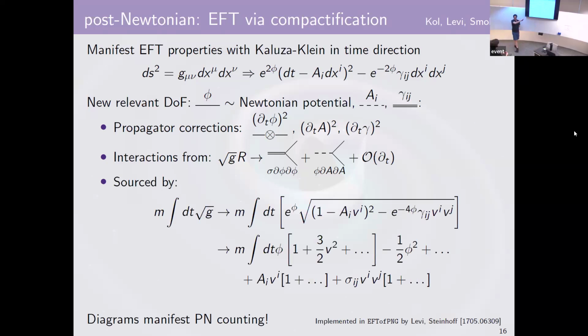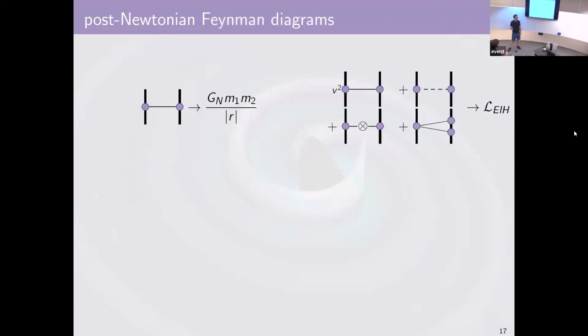Then for your sources, you again expand G, you get a bunch of various sources, and these are all now manifestly carrying manifest power counting in the V's. You can turn these into a bunch of Feynman diagrams. You can start cranking them through.